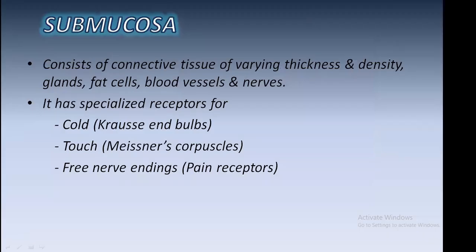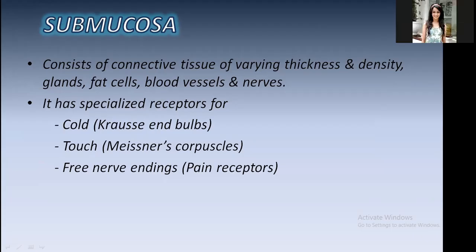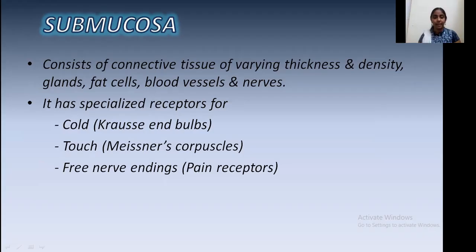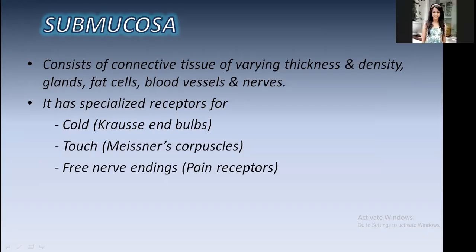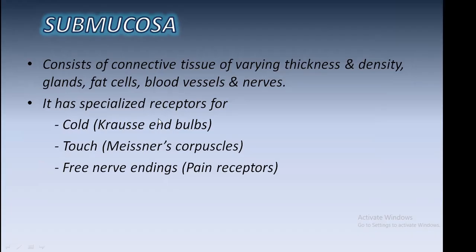Moving on to submucosa, it consists of connective tissue of varying thickness and density. It has salivary glands, fat cells, blood vessels, and nerves. It has specialized receptors for cold, touch, and free nerve endings. So submucosa has specialized receptors, one word to note. For cold, the receptor is called Krause end bulbs. Receptors for touch, Meissner's corpuscles, and the free nerve ending receptors are the pain receptors.